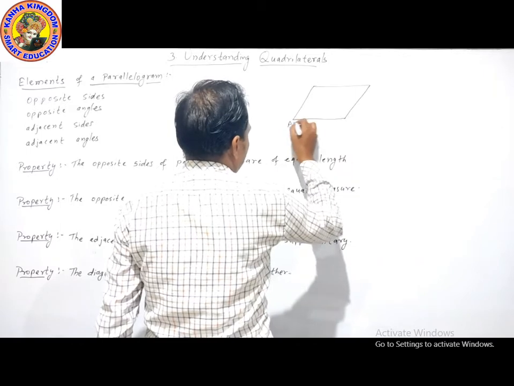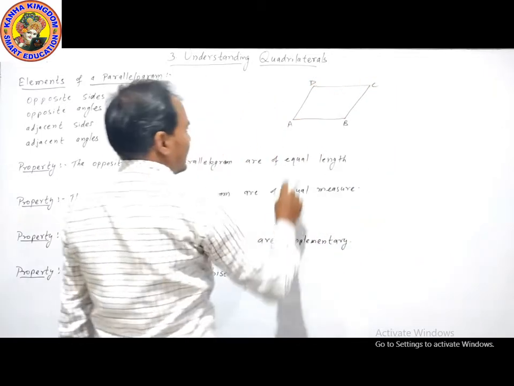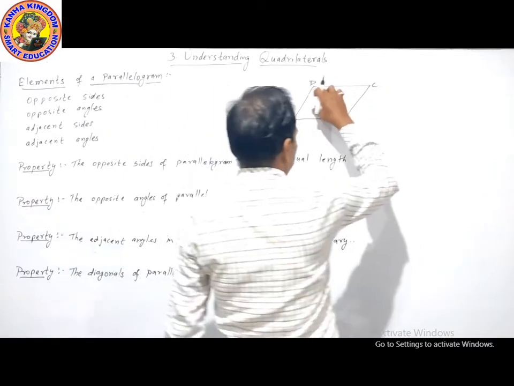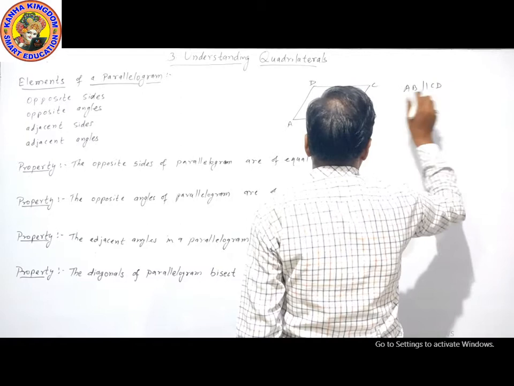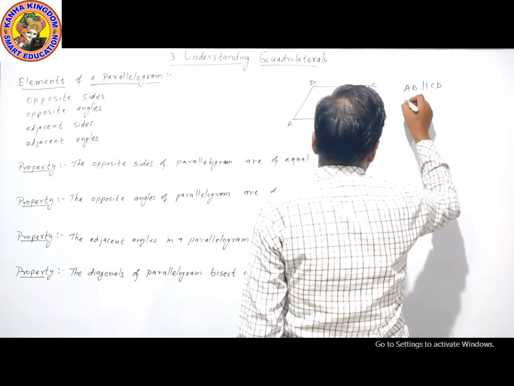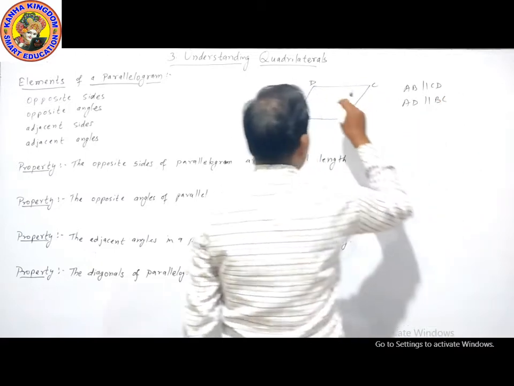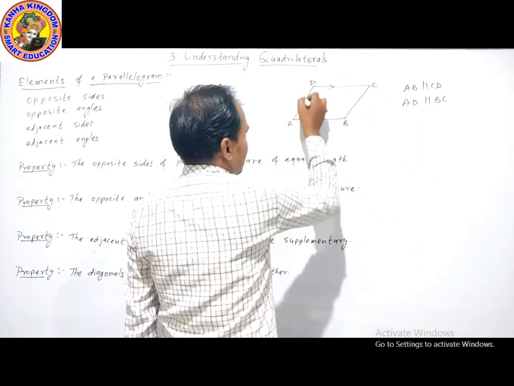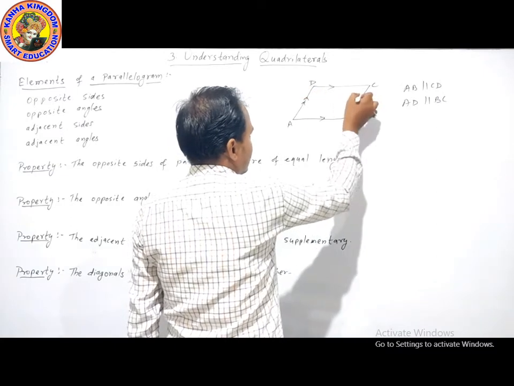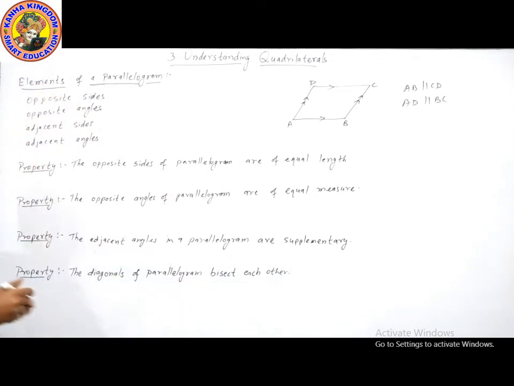This is our parallelogram, A, B, C and D. AB and CD are parallel, AB parallel CD, and AD parallel BC. These sides are parallel, these sides are parallel. This is our parallelogram.